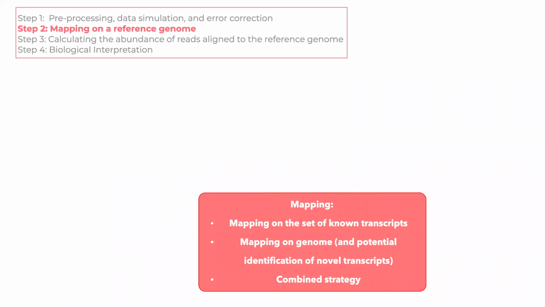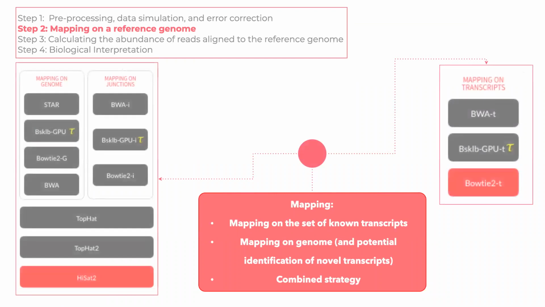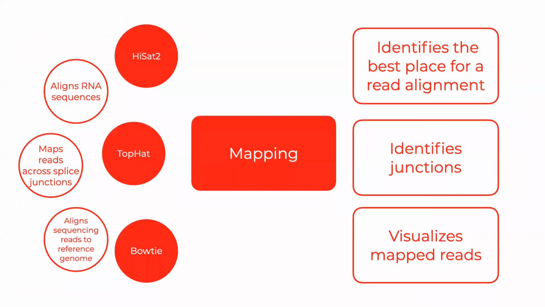For mapping on the reference genome, we have a few different strategies that we discussed. We can map on the set of known transcripts, map on genome and potential identification of novel transcripts, or a combined strategy, right? So one direction is when we have this combined strategy with HiSat, or we have individual steps that we can take to map on genome and then map on junctions, or we can just map on the transcriptome. Right, so here we have identification for the best place for a read alignment, which is important. We have to identify junctions, and we also have the option to visualize those mapped reads. And of course, all of these steps are fairly complicated.